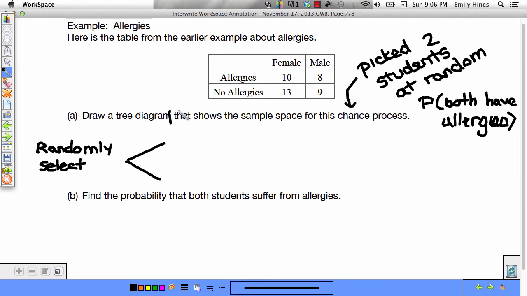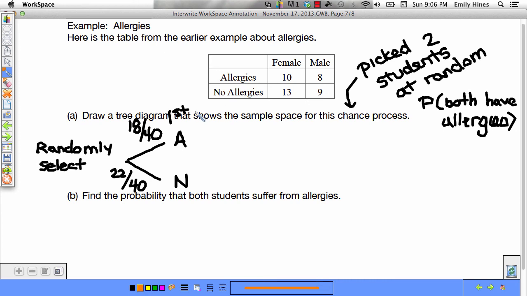This is my first student. This is the probability that they have allergies, and this is the probability they don't. A student who has allergies would be 18 out of 40, which means that the probability that they did not have allergies would have to be 22 out of 40.